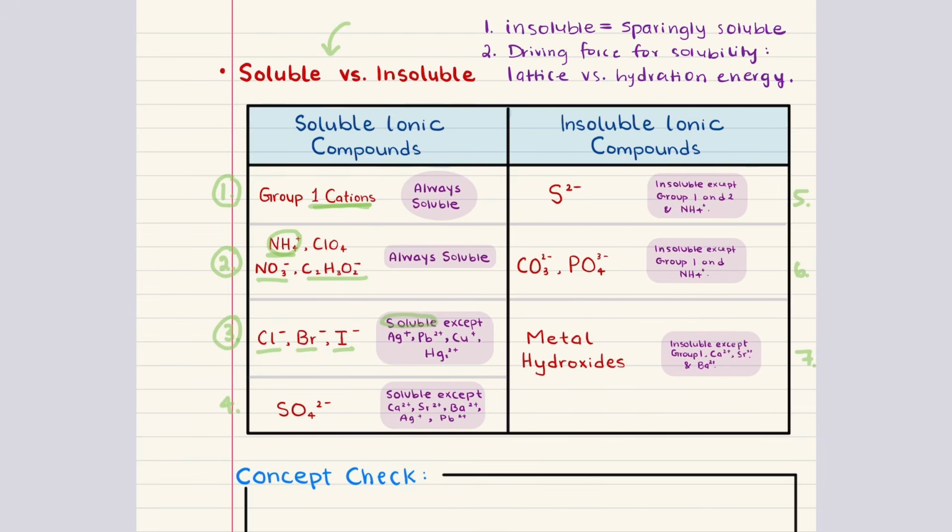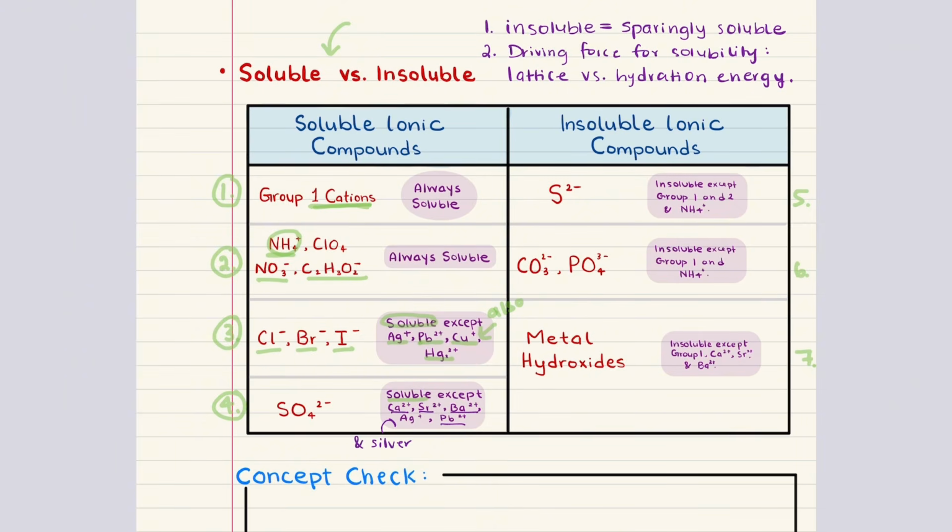The major exceptions are when these halides are paired with silver, Ag+, lead, Pb2+, or mercury(I), so this is Hg2 with a charge of 2+. These ions form insoluble salts with halides. Rule number 4, sulfates are generally soluble, but there are key exceptions. Calcium, strontium, barium, and lead all form insoluble sulfates.